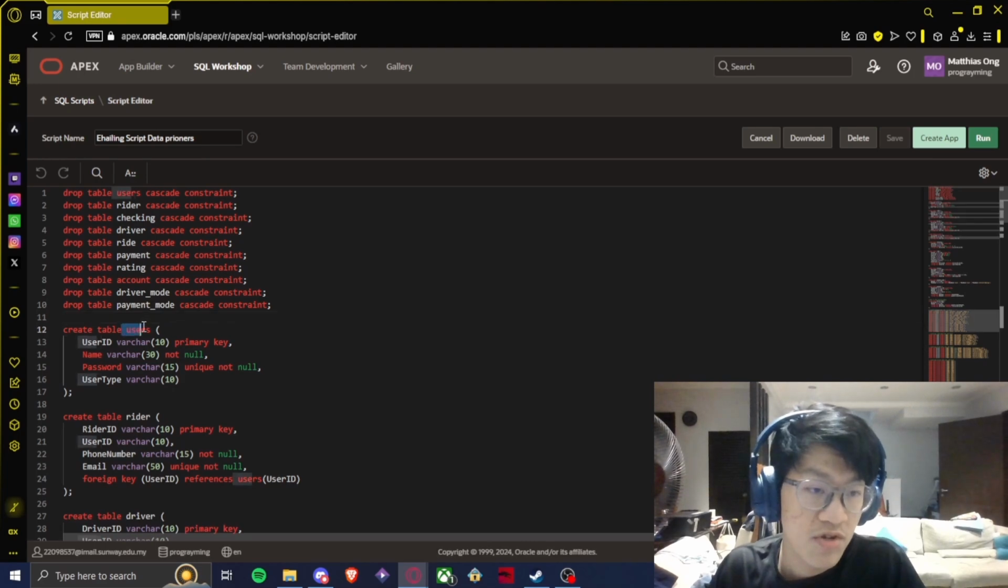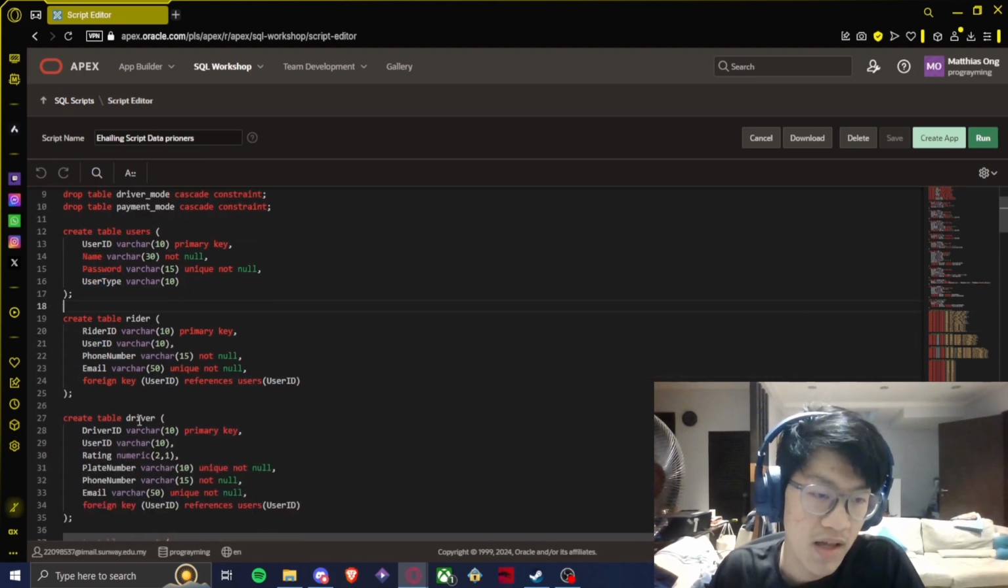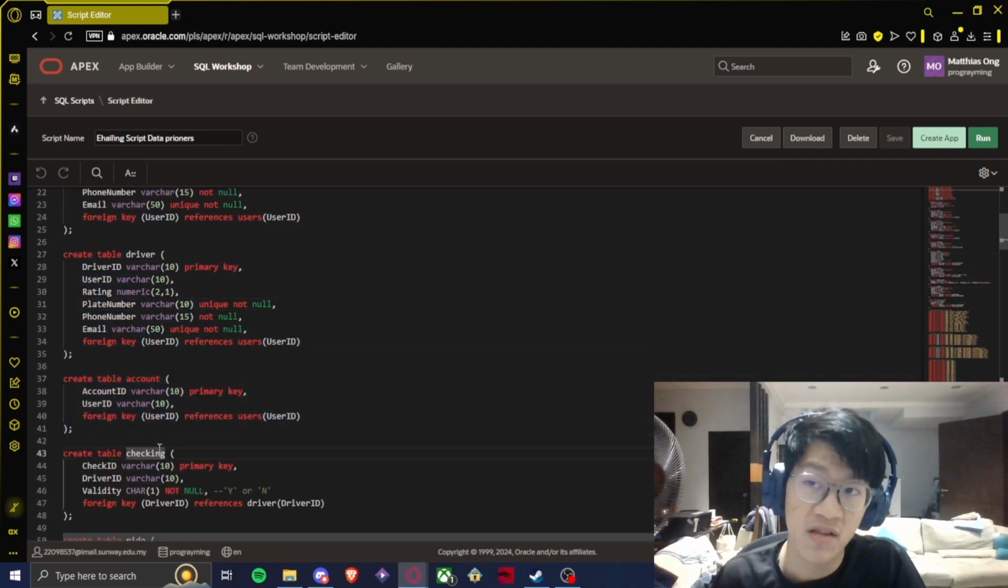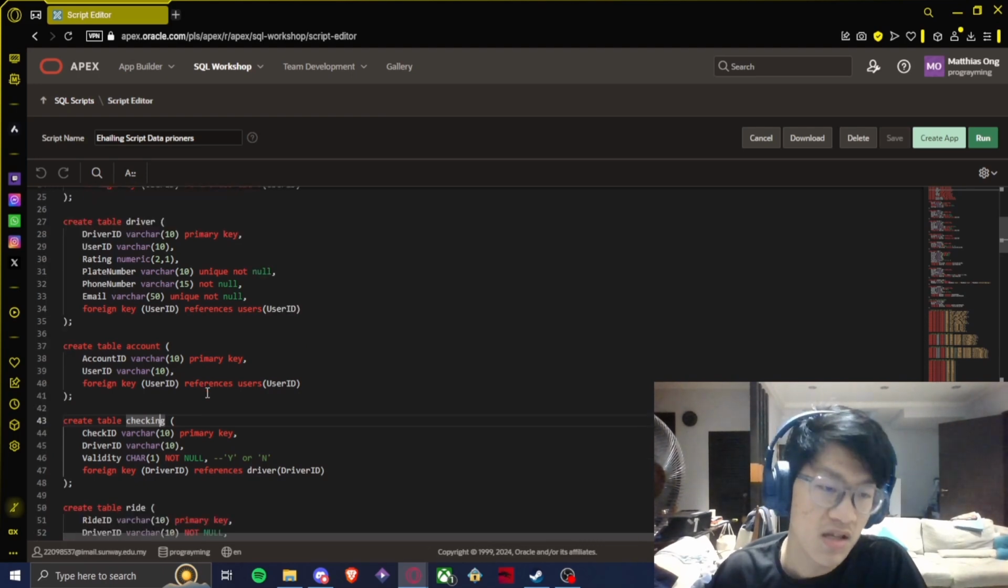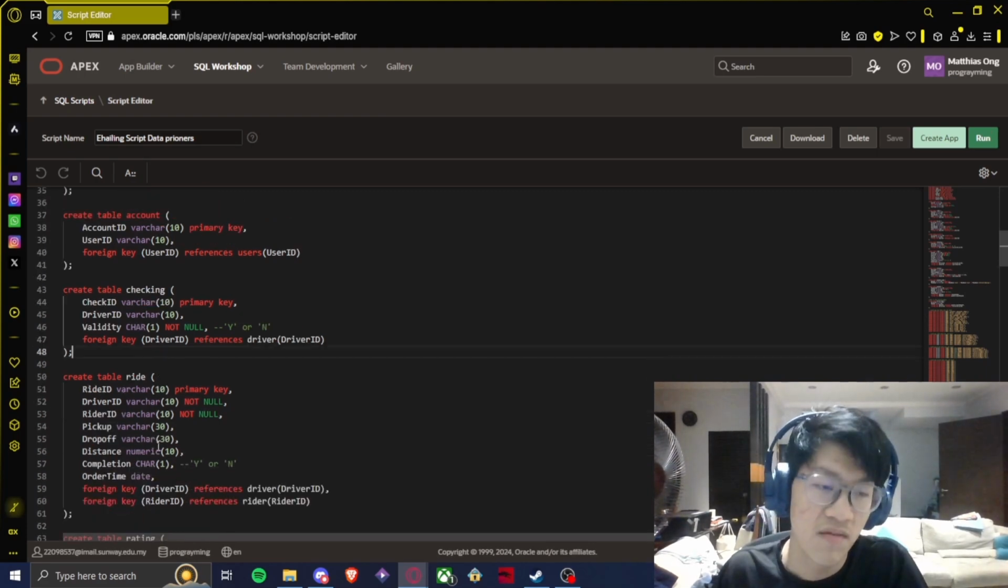Here we have the user table with its user type, the password, name, and user ID. And we have a rider table and a driver table. Here, as you can see, we have the user ID as a foreign key, as the user table is like a parent table to the rider and drivers. Moving on to account. Account is more like the information stored from the user into the account table. And here we have the checking table. The checking table is to check the validity of the driver, whether they are valid to be able to take customers, take riders, for example.